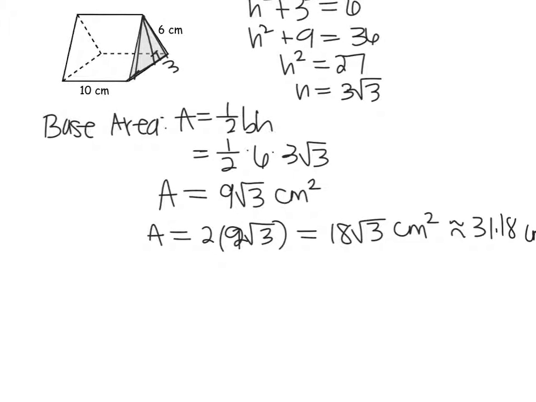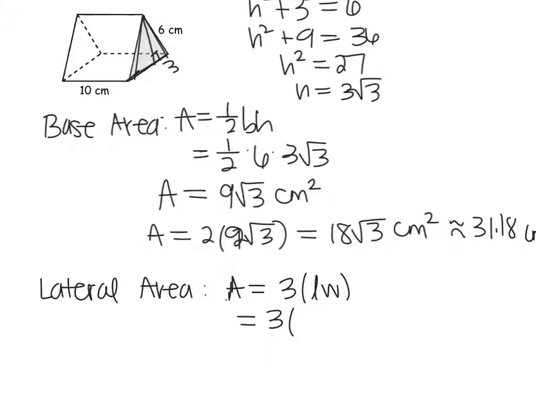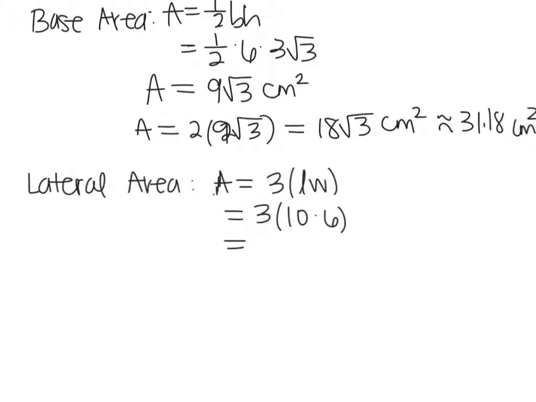Next, we want to find the lateral area. So because it's a triangular prism, we have 3 rectangular faces with its length and width. So the length of our rectangle is 10, its width is 6, so we have 3 times 10 times 6. 10 times 6 is 60, so we have 3 times 60, which gives us an area of 180 centimeters squared.